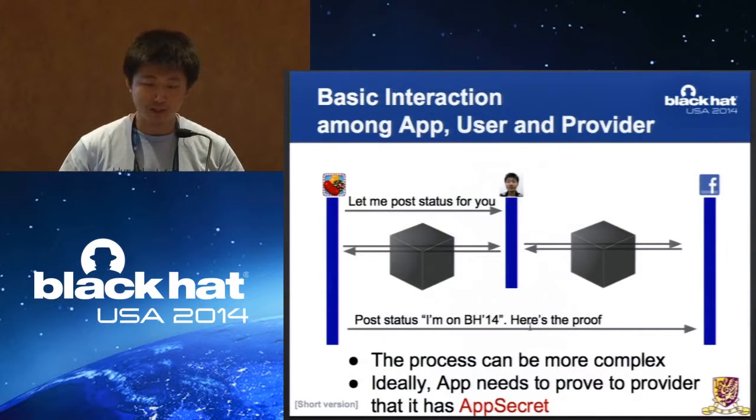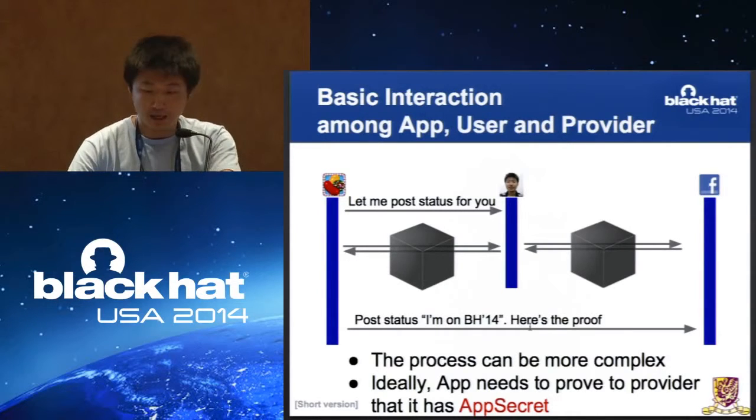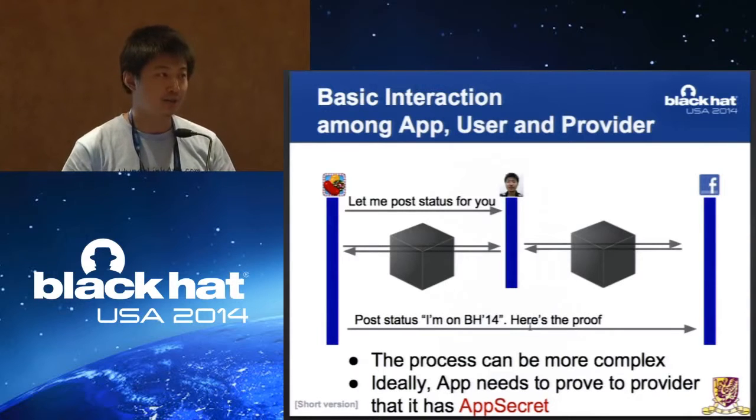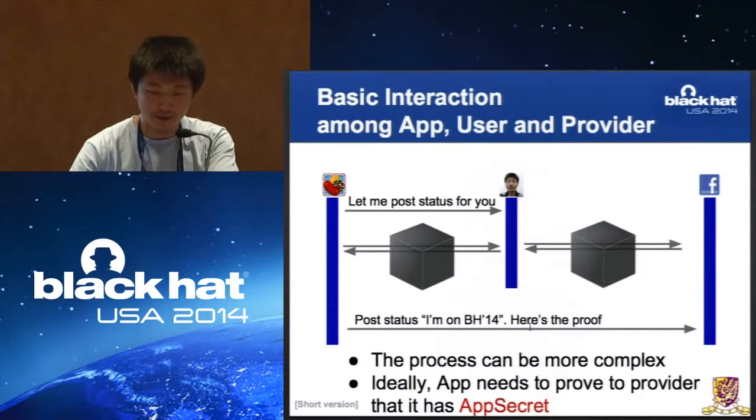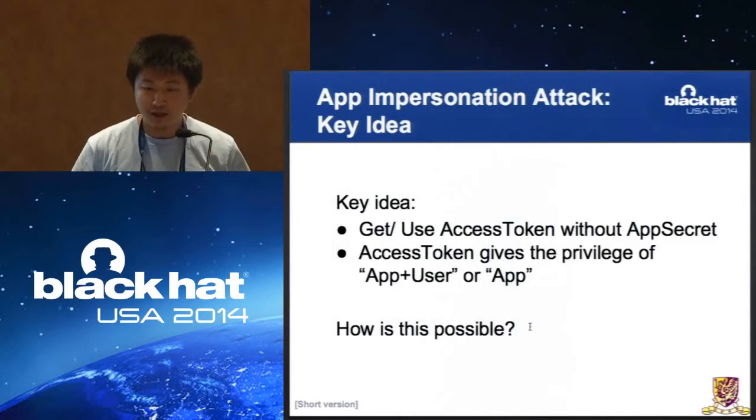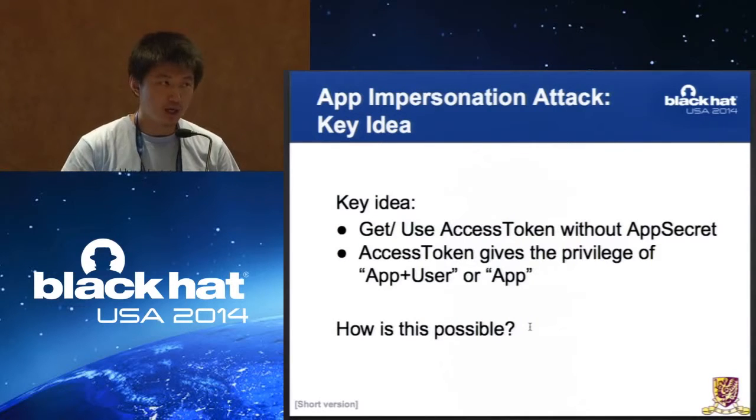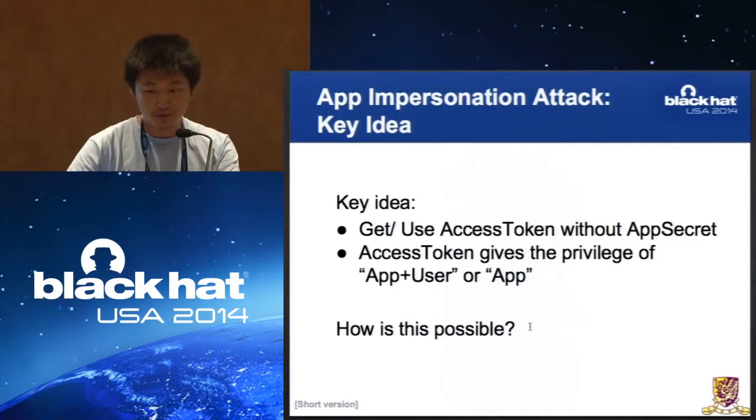Note that previously it was just a conceptual illustration, but the actual protocol can be more complex than that. The authorization process can be more involved. And also, ideally, the app has to prove to the provider that it has the app secret, or else other people can also do the operation. That's not good. So the key idea of the app impersonation attack is as follows. If somehow you can get the access token and use the access token without the app secret, then you can operate with the privilege which is loaded with this access token.